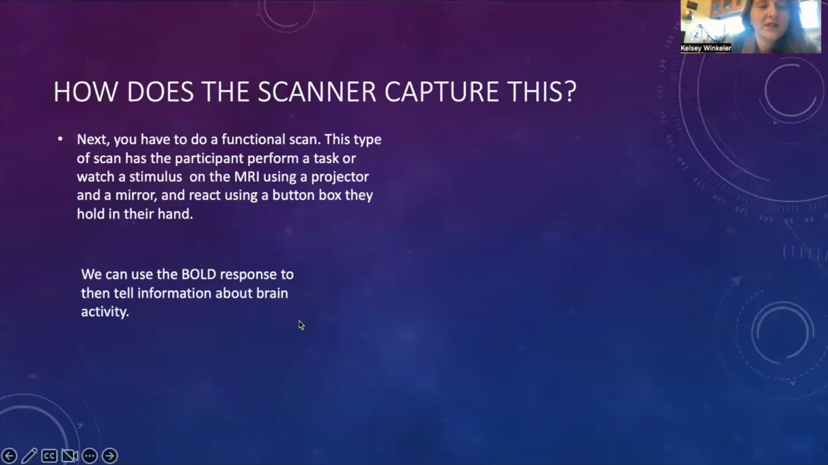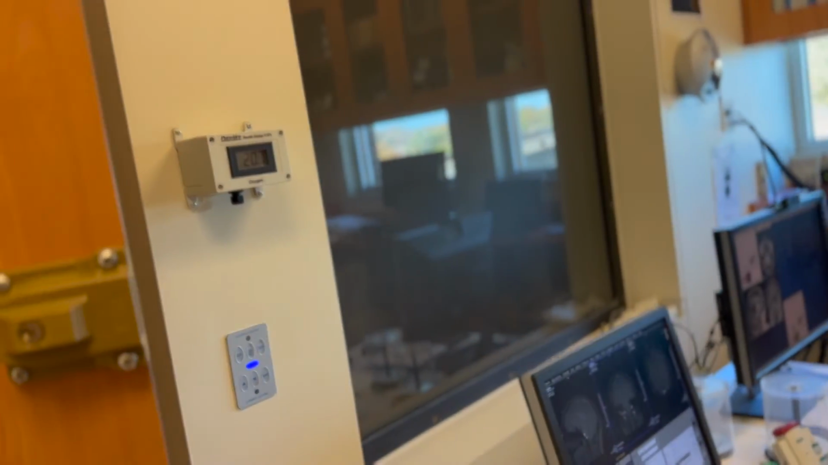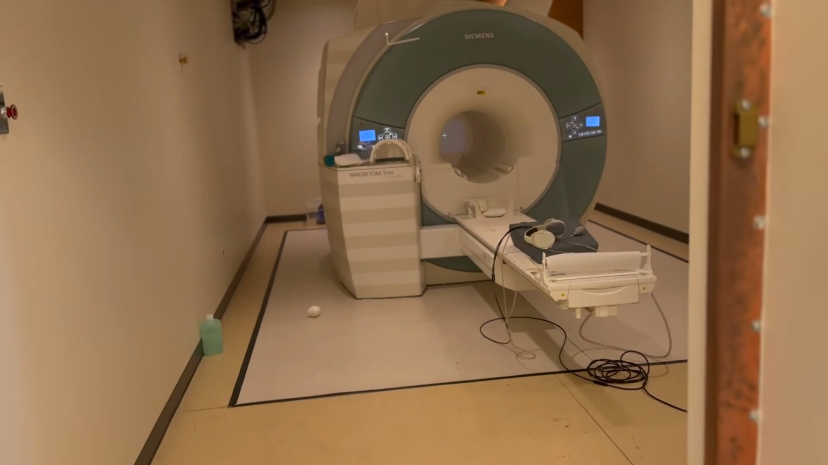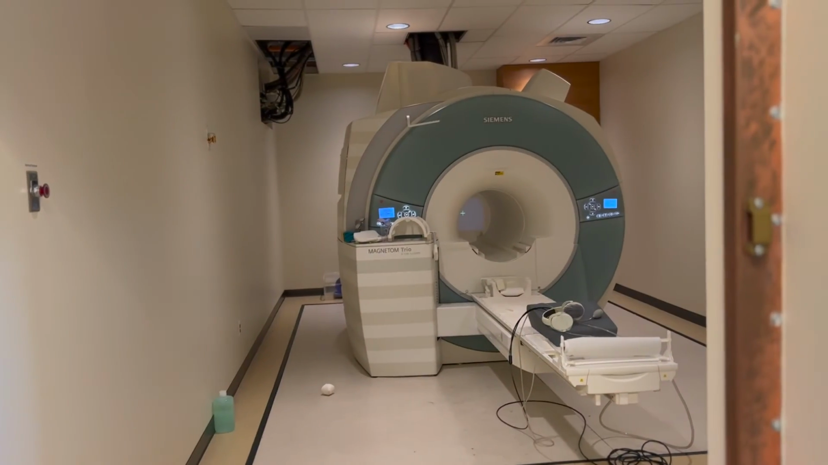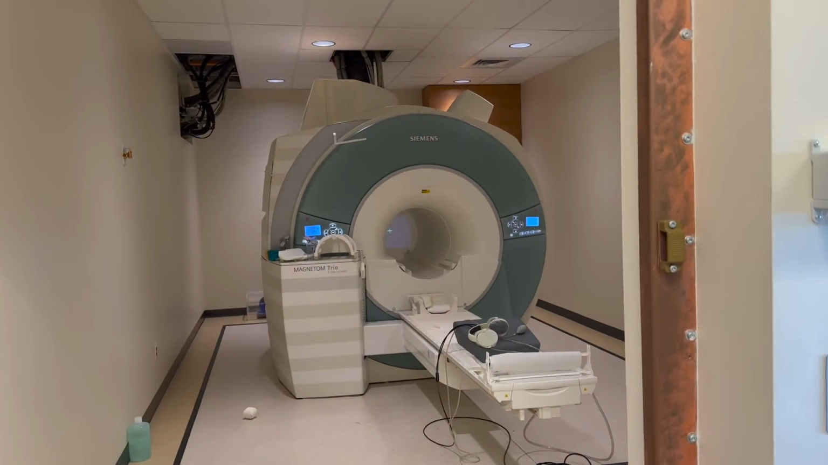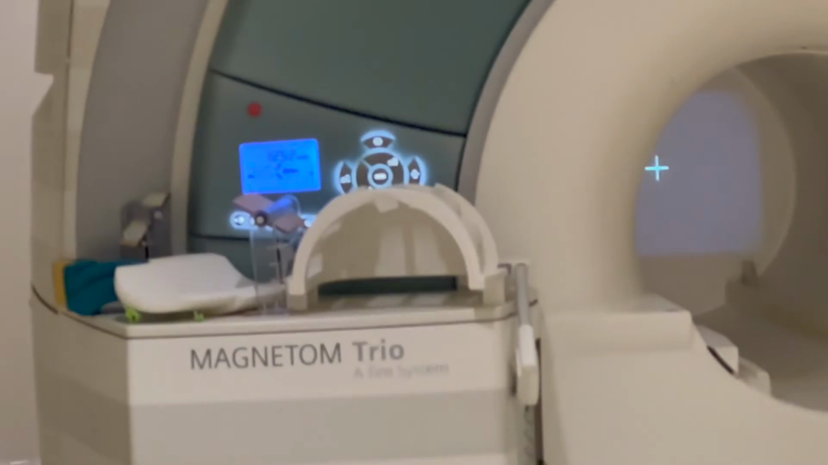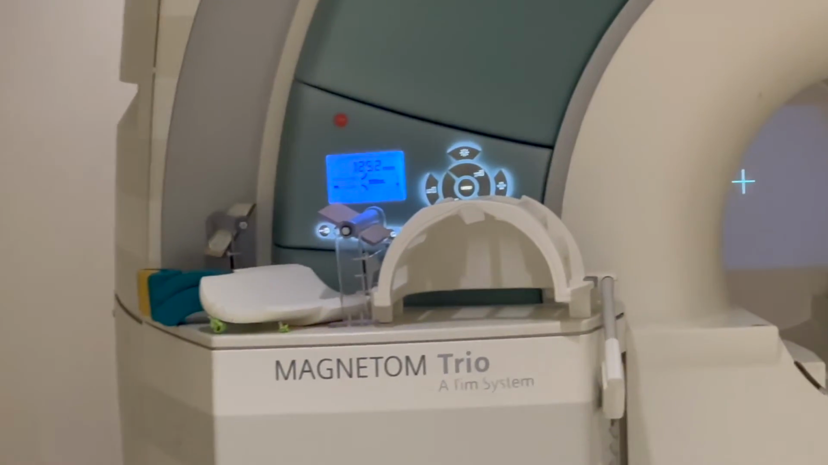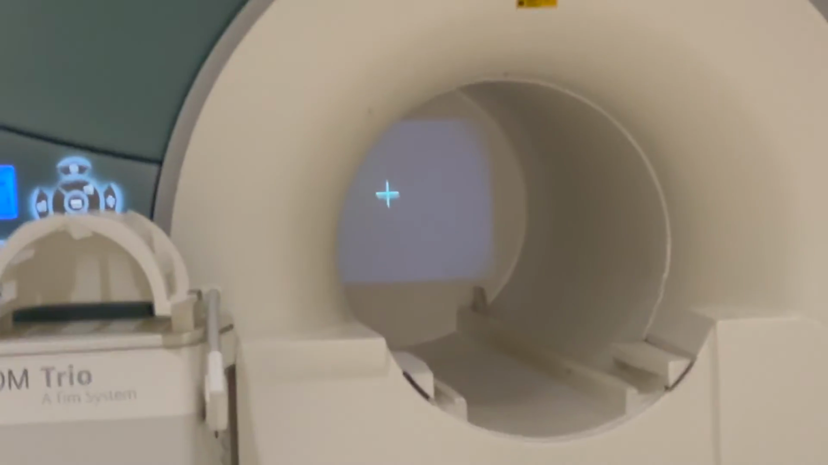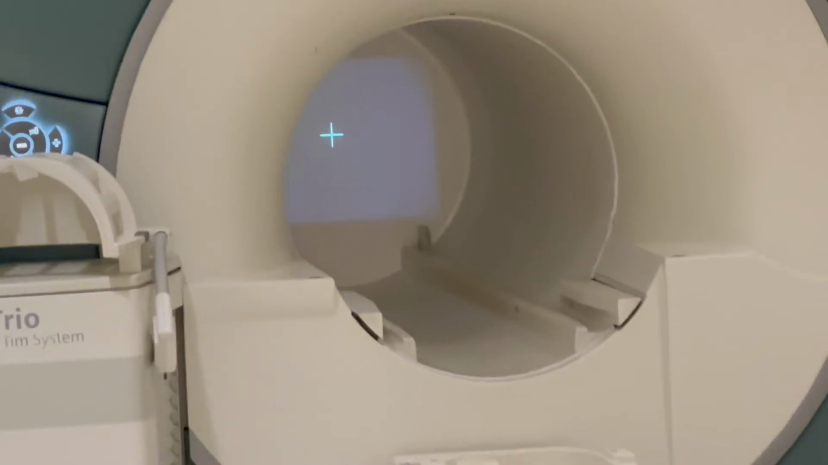The next type of scan we do is a functional scan. This type of scan has the participant perform a task or watch a stimulus on the MRI using a projector and a mirror and react using a button box they hold in their hand. This is the scanner. I can't go in because I'm a magnetic device, but that's it. And you can see the little head coil. If I zoom in, there's the head coil, and that's the little mirror that goes on top. And then the projector projects to the back where you see that little fixation cross.